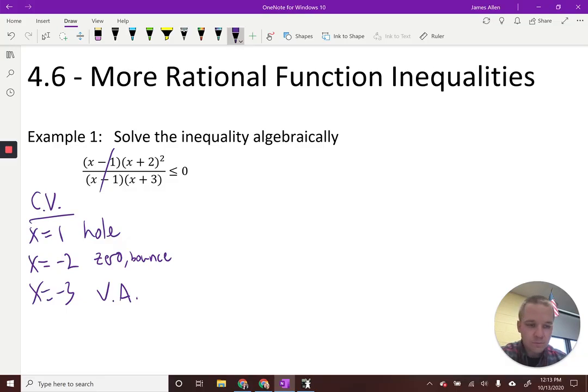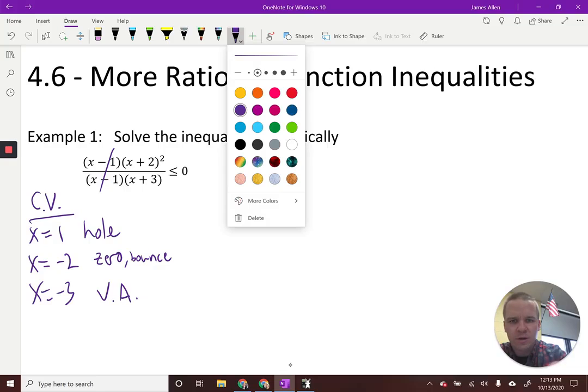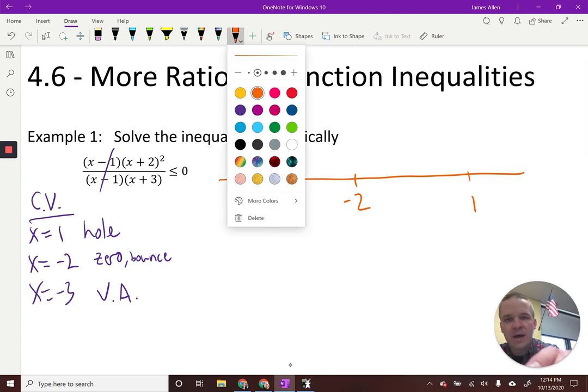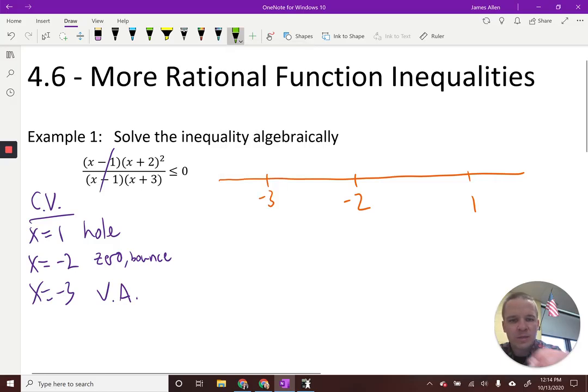So let's hop to it, shall we? I'm going to create a sign chart, and I'll use a different color for it. We'll go with orange. So in order, I've got negative 3, negative 2, and positive 1. I'm going to pick some values to go between there. I'm going to go with, we'll say, negative 4. This is a test value.